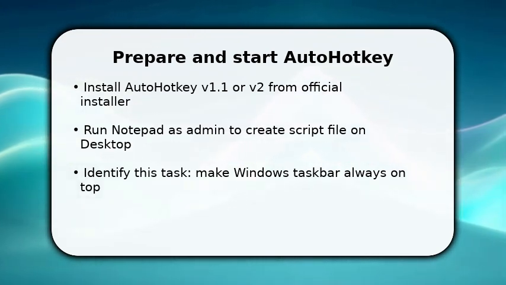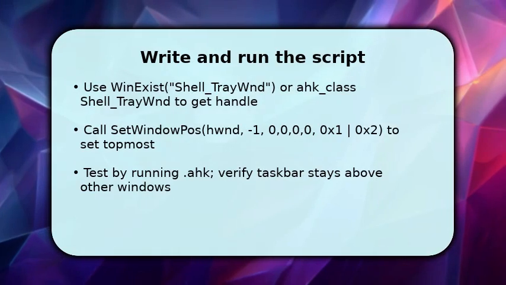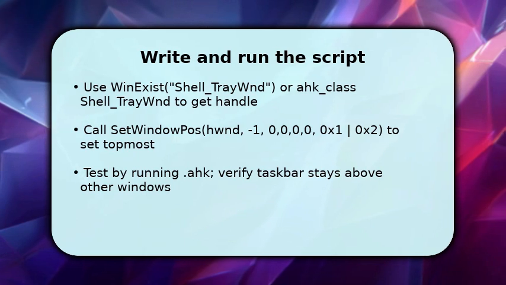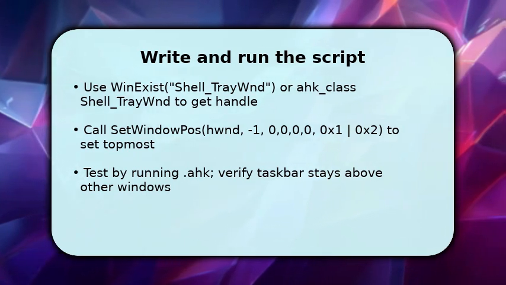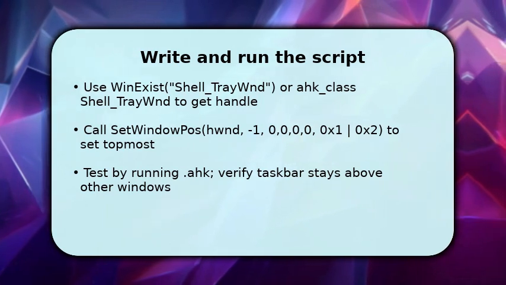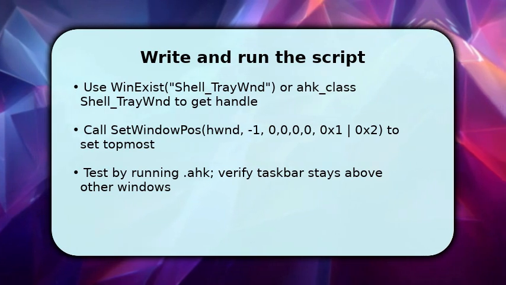This approach is direct because Windows has no built-in persistent toggle for taskbar topmost. You will place the actual commands into your .ahk file and execute it. Write code that gets the Shell_TrayWnd handle, then call SetWindowPos with HWND_TOPMOST and flags to preserve size and position. Once saved, double-click the .ahk file to run.